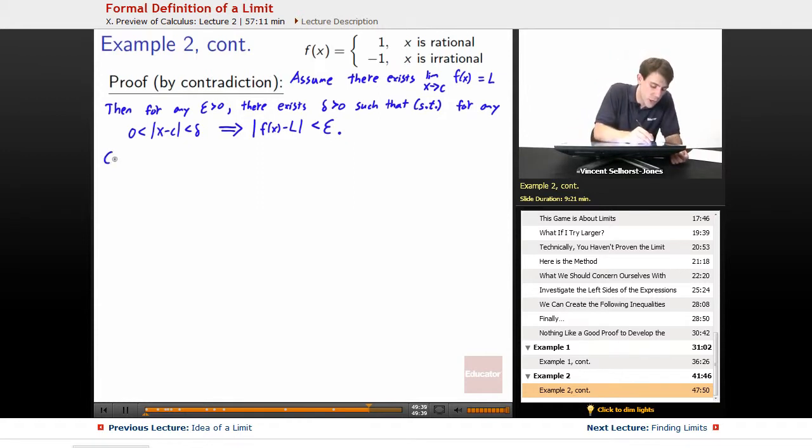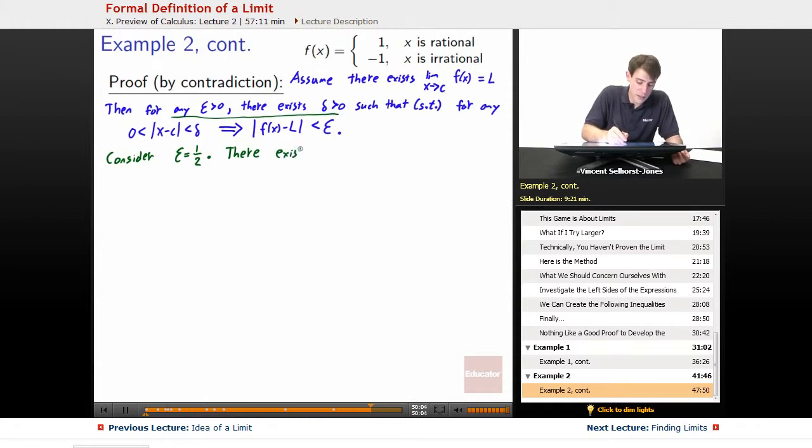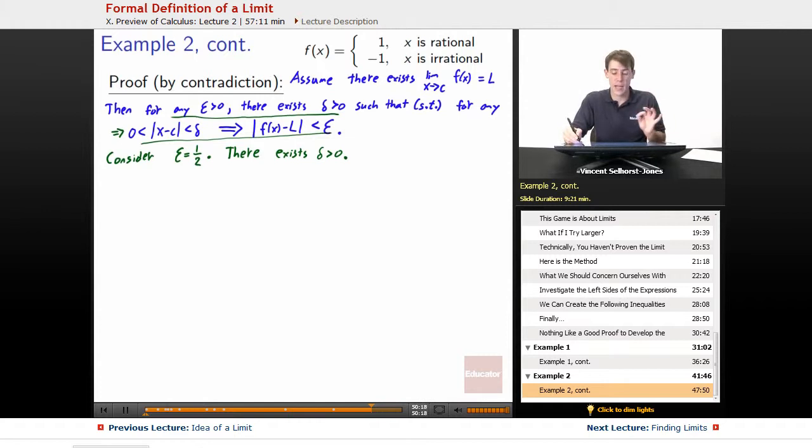Now, let us consider. Let me actually change colors because now we're sort of changing ideas. That was the setup to this thing. So the next thing is consider epsilon equals 1/2. So let's consider epsilon equals 1/2. So therefore, there must exist, by this thing up here, for any epsilon greater than 0, there exists delta greater than 0 such that it follows this idea right here. Okay, now let's continue to talk about this epsilon equal to 1/2.